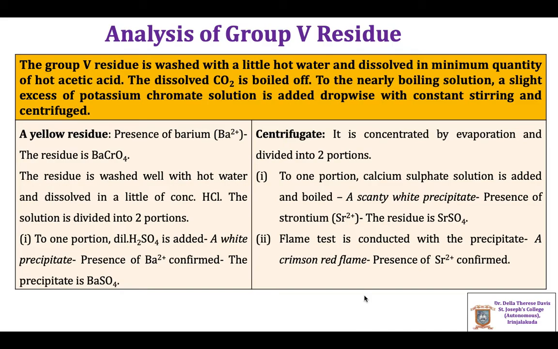To the first portion, calcium sulfate solution is added and boiled. The inner sides of the test tube below the liquid level are scratched using a glass rod and allowed to stand for a while. If strontium is present, we can observe a scanty white precipitate, and the precipitate is strontium sulfate.